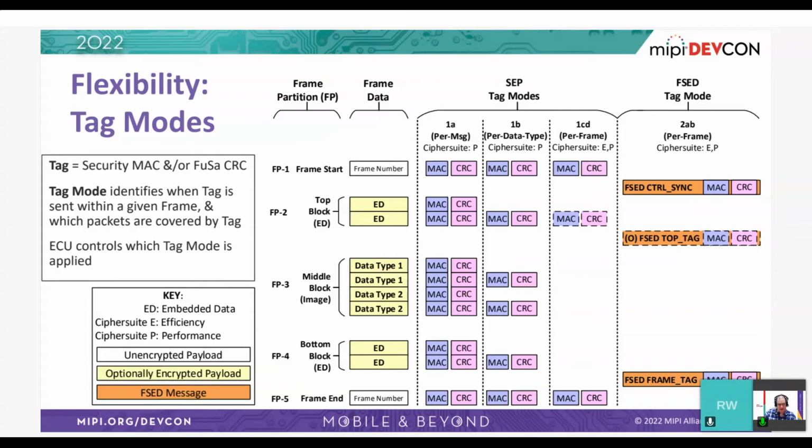So it sort of covers two options. One where you've got a MAC which covers the top block, and then at the end you've got a MAC which covers the middle block and the bottom block and the frame end, or else you've got this MAC at the end which covers everything. FSED just supports the one mode. It always looks the same. I talked to that a couple of slides ago, so I won't go through that. But it's very similar to the per frame tag mode for SEP.